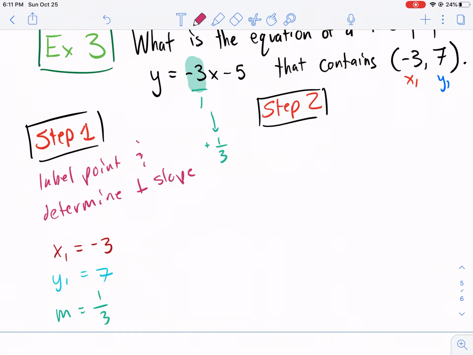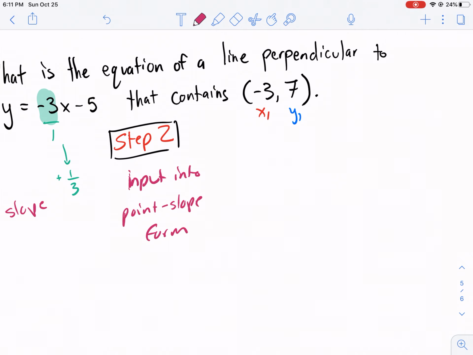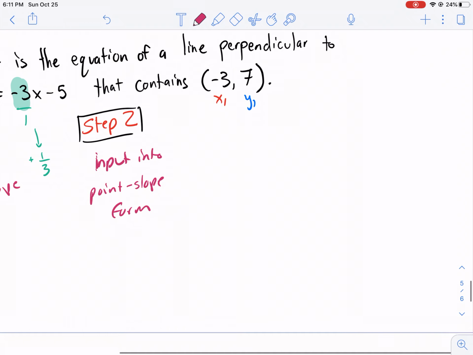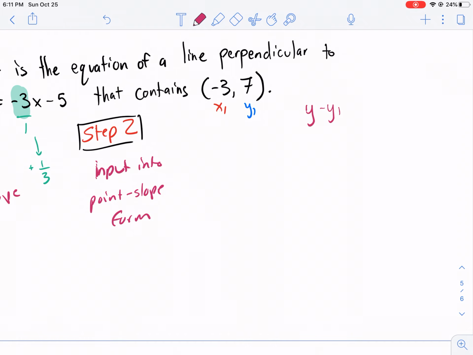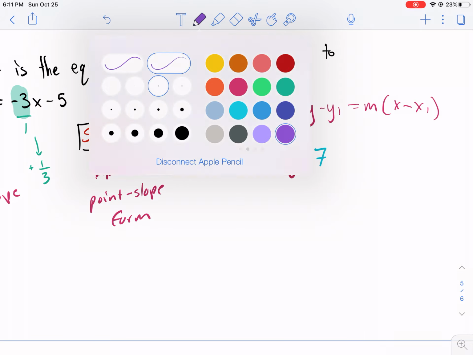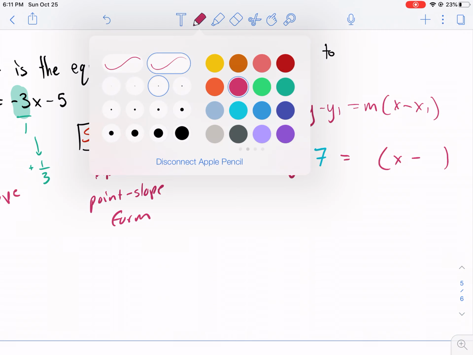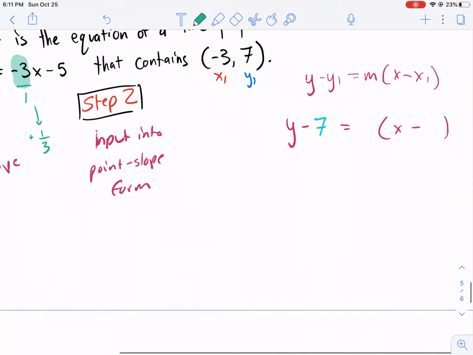Step 2, what do we do? We input into point slope form. This is my favorite way to do it. I think it's super easy this way, especially if it doesn't require you to put it in slope-intercept form. Slope-intercept form is overrated. Okay, so then our point slope form is y minus y1 equals the slope times x minus x1. So we're just going to input what we know. We're going to say y minus our y1, I changed the color so you see what I'm doing, equals our slope. We said our perpendicular slope is 1 over 3.